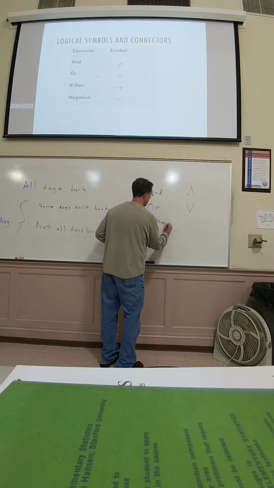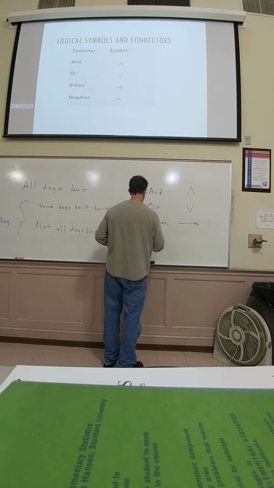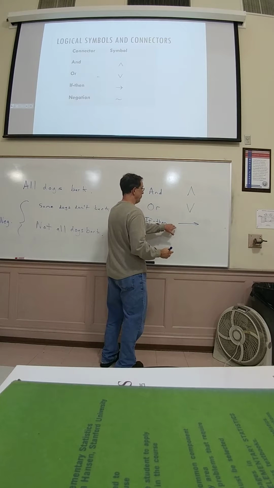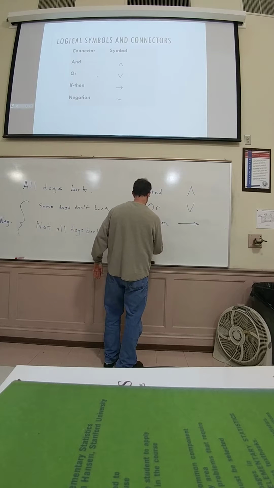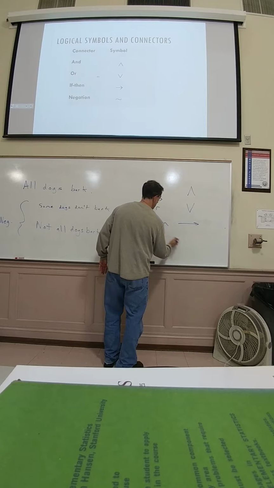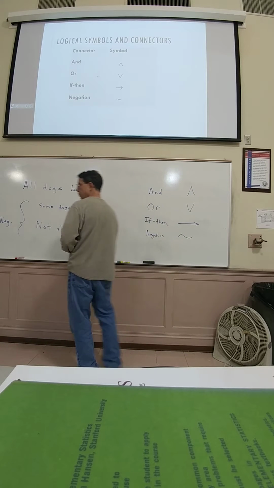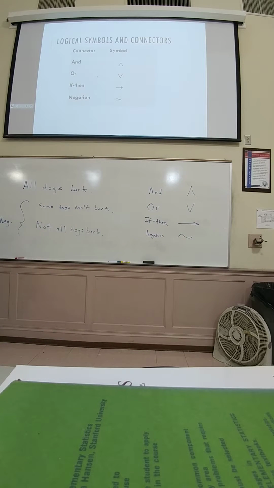If then will be represented by an arrow where the first part's the hypothesis, the second part's the conclusion, and then if we're doing a negation, it's a squiggle. I'm going to skip that one.